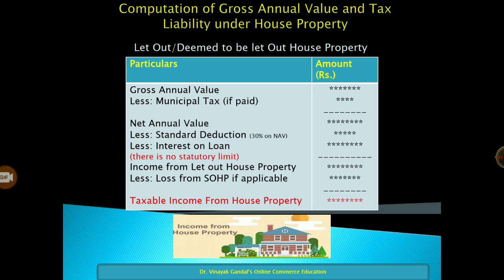Okay. And if the assessee has more than 2-3 houses, so whatever loss from self-occupied house property is applicable there, that is to be adjusted against income from let out house property, and then finally we can get the taxable amount from house property. Okay, so this is the simple format of tax determination in the case of let out or deemed to be let out house property. Okay, thank you.